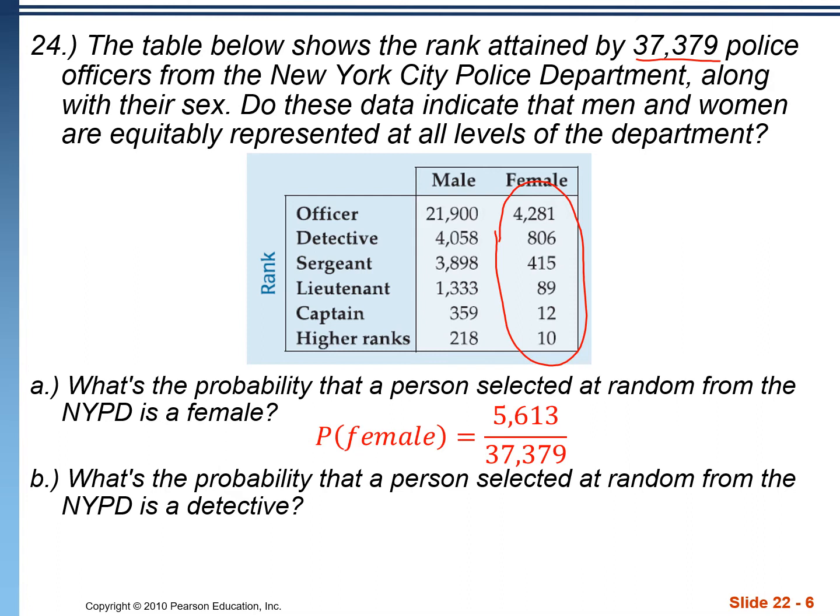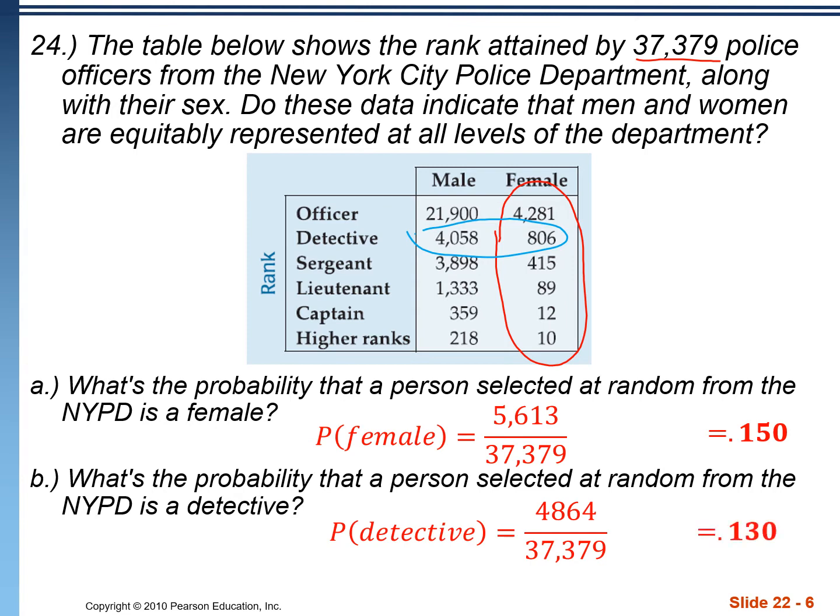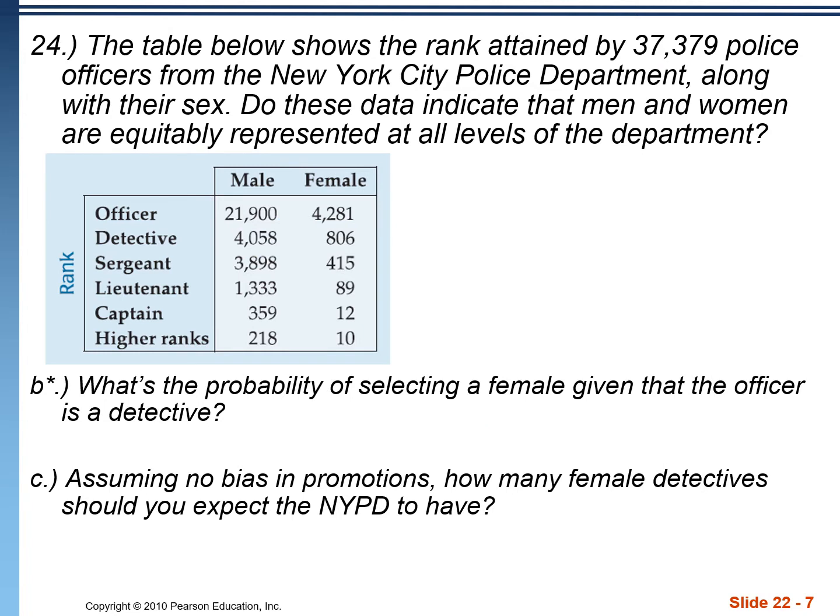So we put that over 37,379, and we find that 15% of these officers are female. What's the probability that a person selected at random from the NYPD is a detective? Okay, same idea. We're adding up all the detectives, and we get 4,864 out of that total. 13% are detectives.